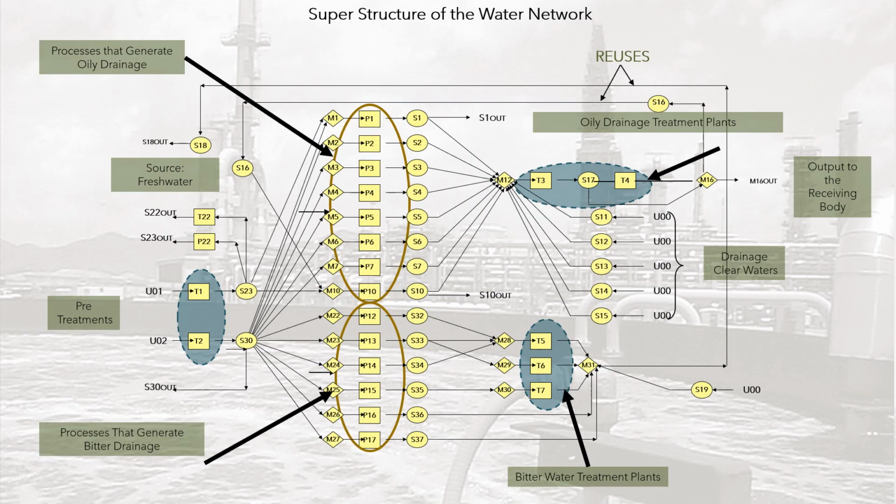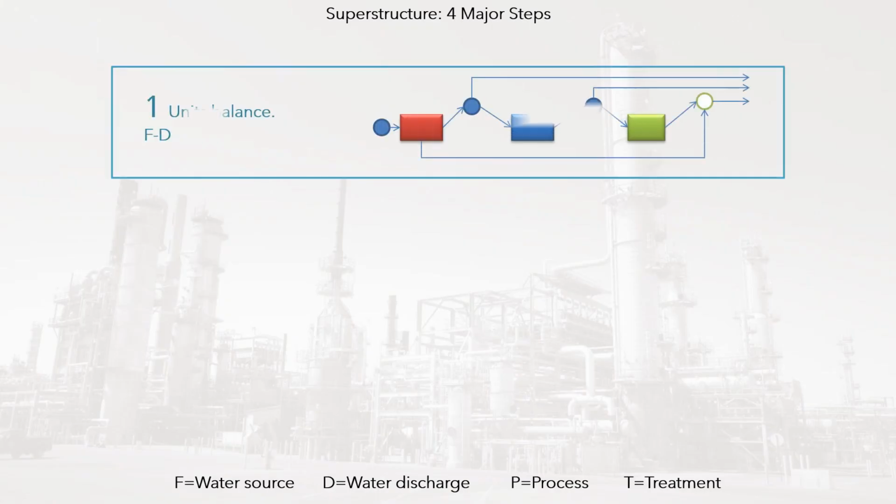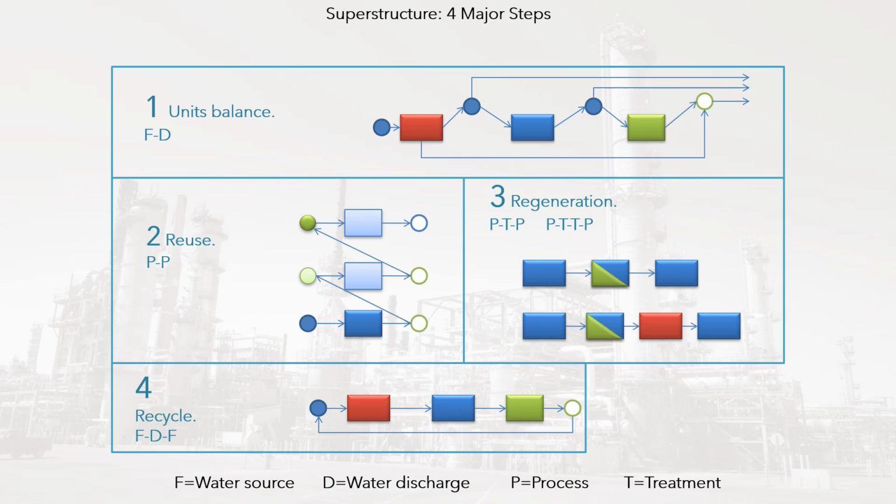The diagram shows the superstructure of the water network used in this case. The 4 major steps of the superstructure are unit balances, water source to water discharge, reuse, process to process, regeneration, process to treatment to process, and recycle. Water source to water discharge to water source.